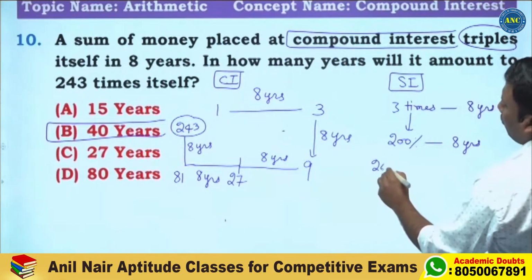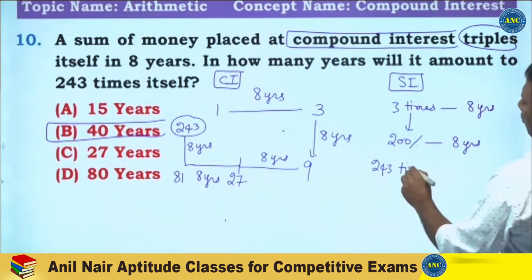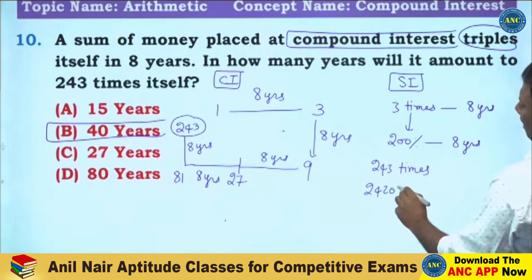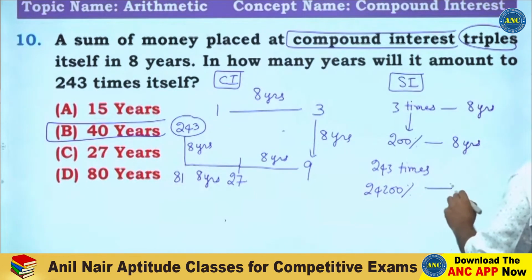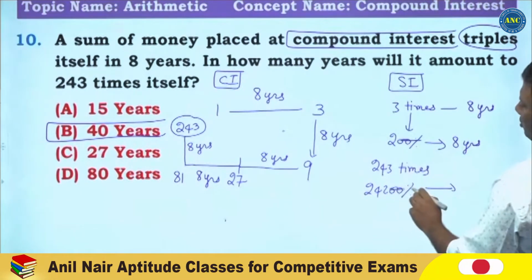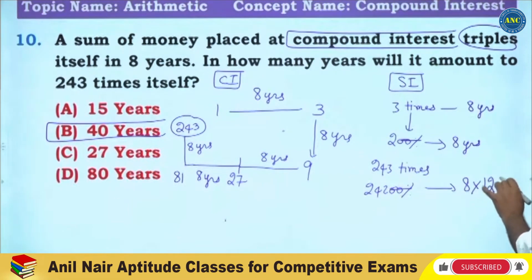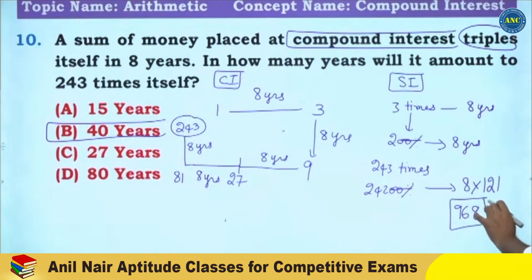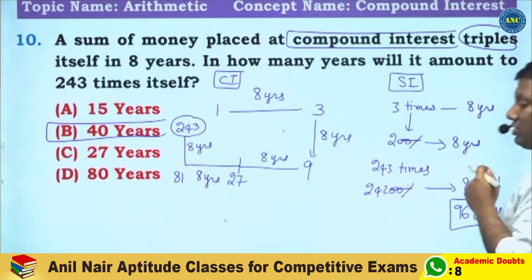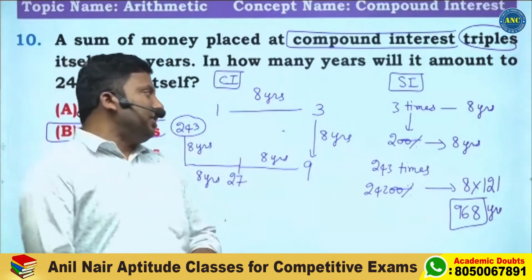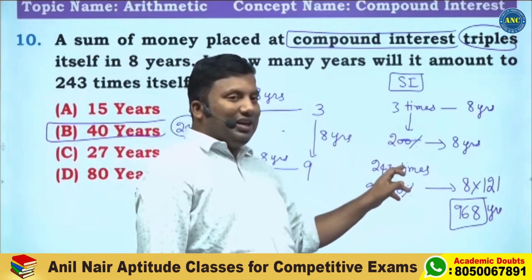But I want 243 times. 243 times means k minus 1, that is 242 into 100%. How many years? 2 into 121, 8 into 121. Answer is 968 years. It takes 968 years if it is a simple interest to become 243 times.